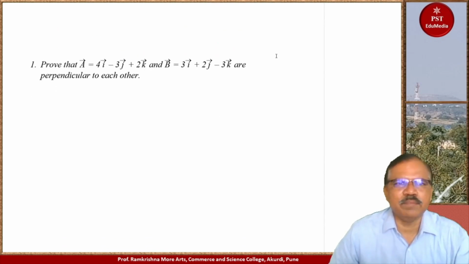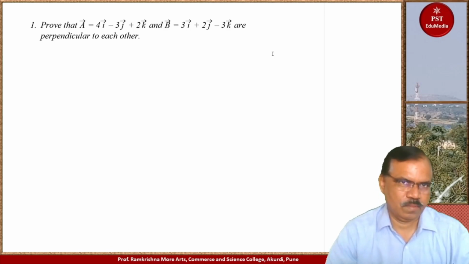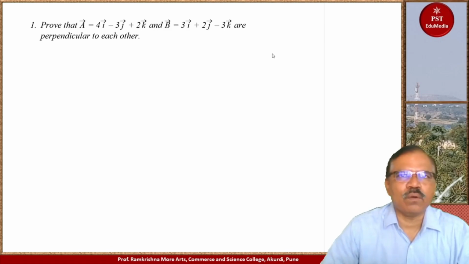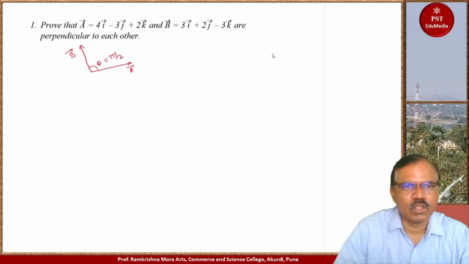Now here the first problem is: prove that A equal to 4i minus 3j plus 2k and B equal to 3i plus 2j minus 3k are perpendicular to each other. So here we have vector A and vector B, and this is the angle between them, and we have to show that they are perpendicular, means the angle is pi by 2. So how can we prove?